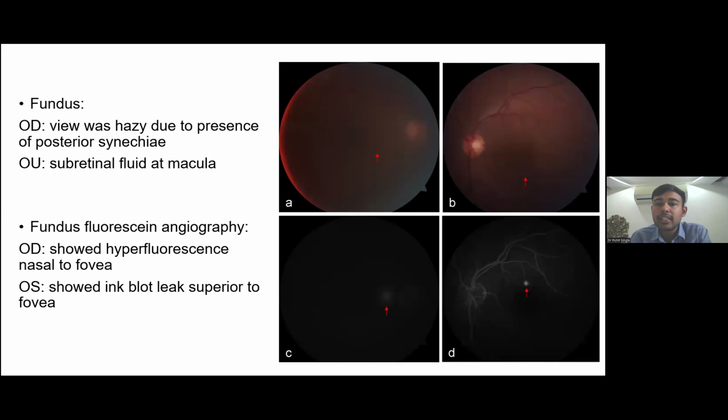when fundus fluorescein angiography was done, in the right eye it showed hyperfluorescence nasal to the fovea, and in the left eye it was very clearly visible that there was an ink blot leak sign. Okay, so whenever there is leakage from the vessels in between the retinal layers, it appears as an ink blot sign, just like ink on tissue paper, which confirmed that there is a collection of fluid in the subretinal area.